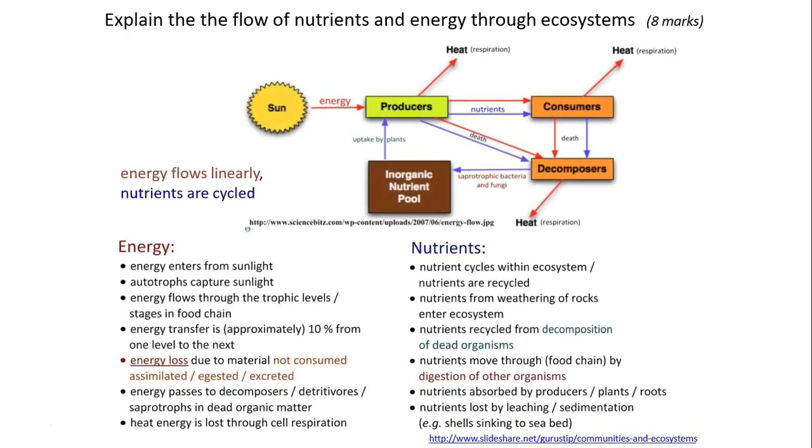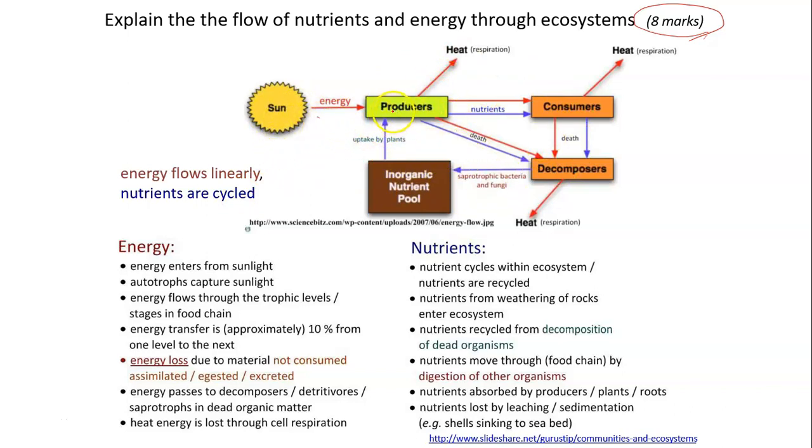Explain the flow of nutrients and energy through ecosystems. This is a perfect question, and you should try to answer it by pausing the video. Now pause the video. Okay, you pause the video, you answer the question, and here we go. How do we show the 8 marks for answering this question? Energy flows linearly, nutrients are cycled. So this is the energy flow, which is linear, but the nutrients will be cycled.